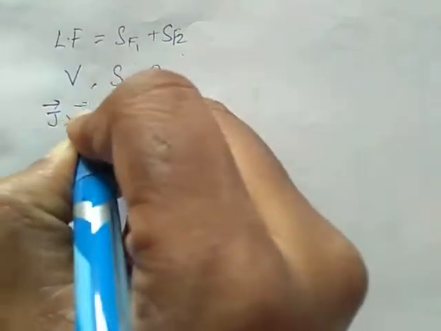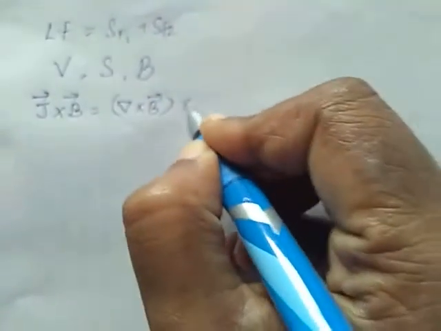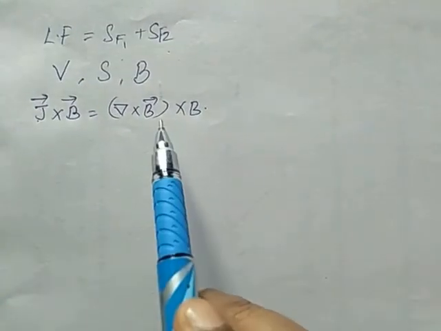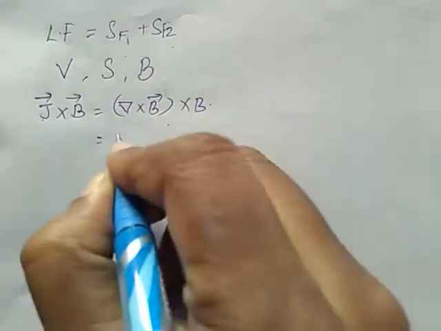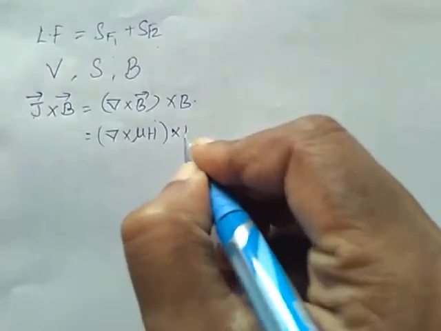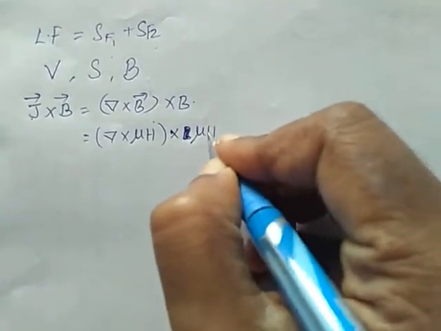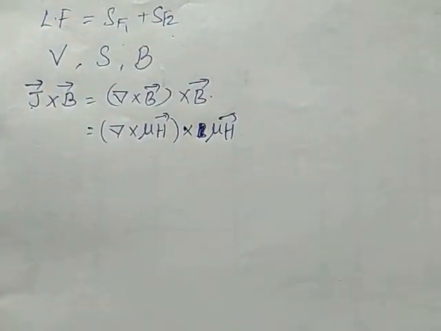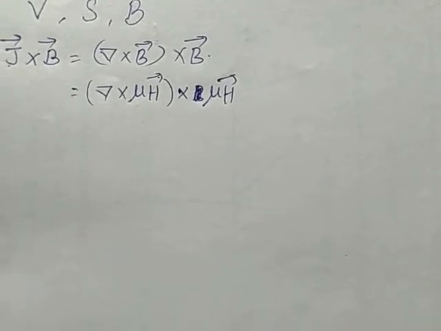This J cross B we can write as curl of B cross B, because using Ampere's law J is del cross B. And we know that B is nothing but mu into H, where mu is permeability. So I have substituted the value of B as mu into H.